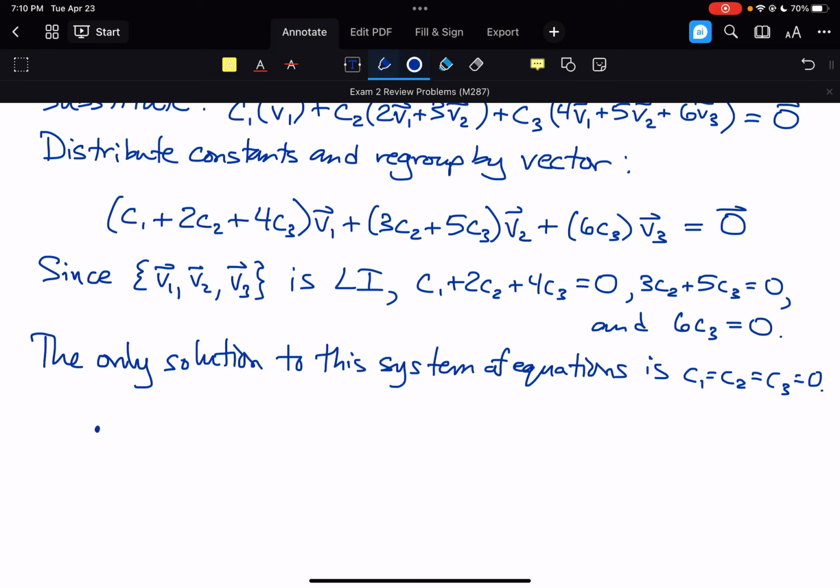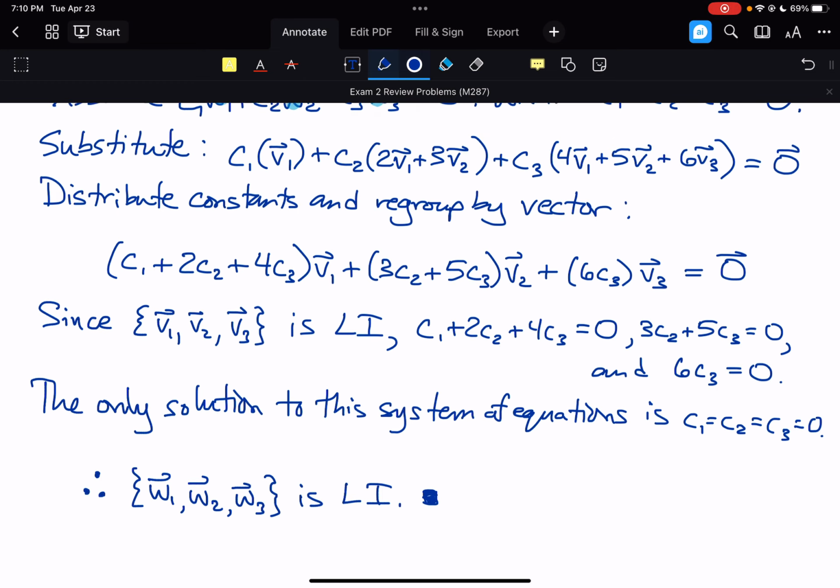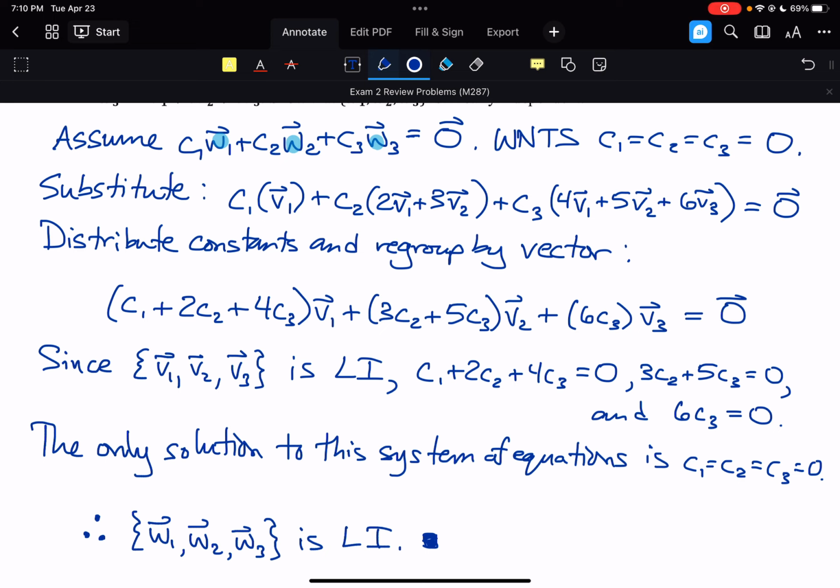So we can go ahead and say, therefore, this set w1, w2, w3 is LI. We found this by essentially using the same definition twice with some algebraic manipulation in between and solving a system of equations. This system, again, was already in a form that we could solve without a matrix, but you can also set up a matrix and see that you end up getting a pivot in every column, one unique solution. It's all zeros.